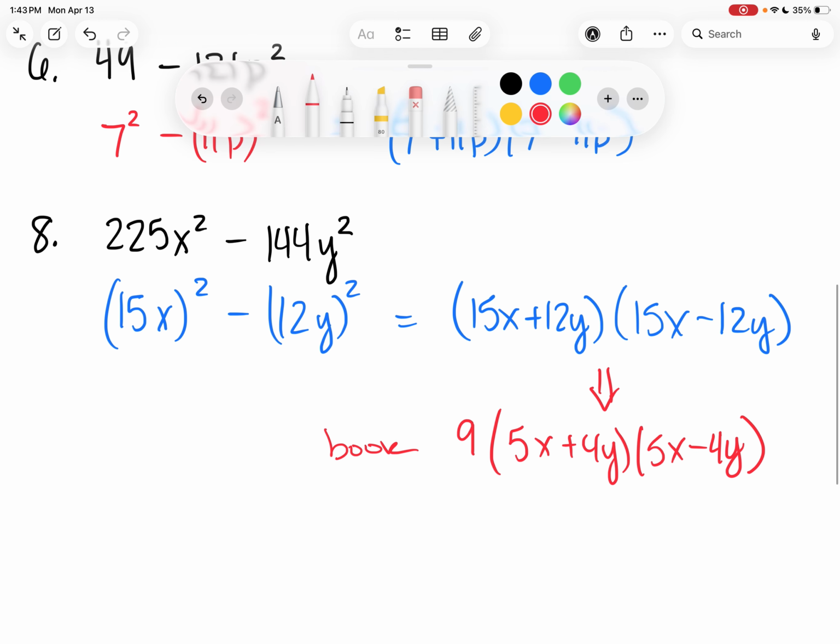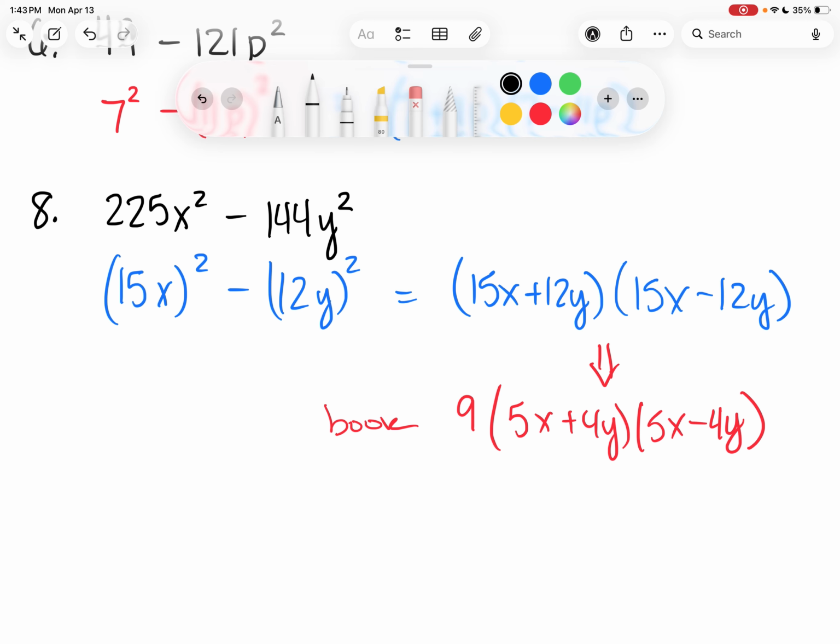So, all right, those are difference of squares. We'll come back to that kind in a second. But first, factoring a perfect square trinomial. So, number 10, I've got y squared minus 10y plus 25.